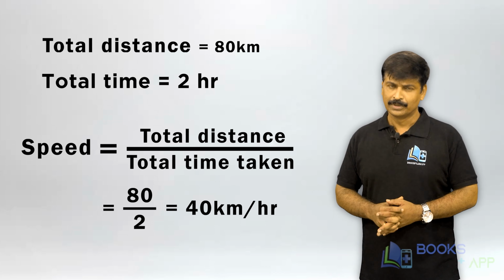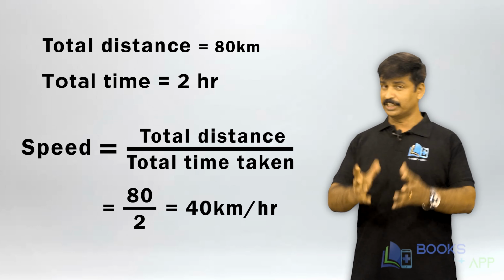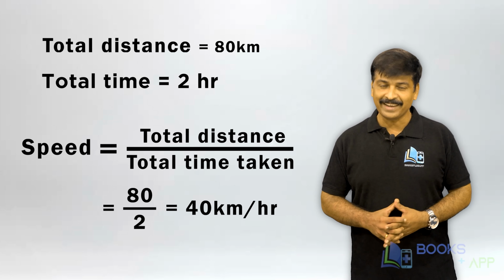I think it is clear to you. So, if you know the distance traveled and the time taken for that particular journey, you can find out the speed using the formula distance traveled divided by time taken.